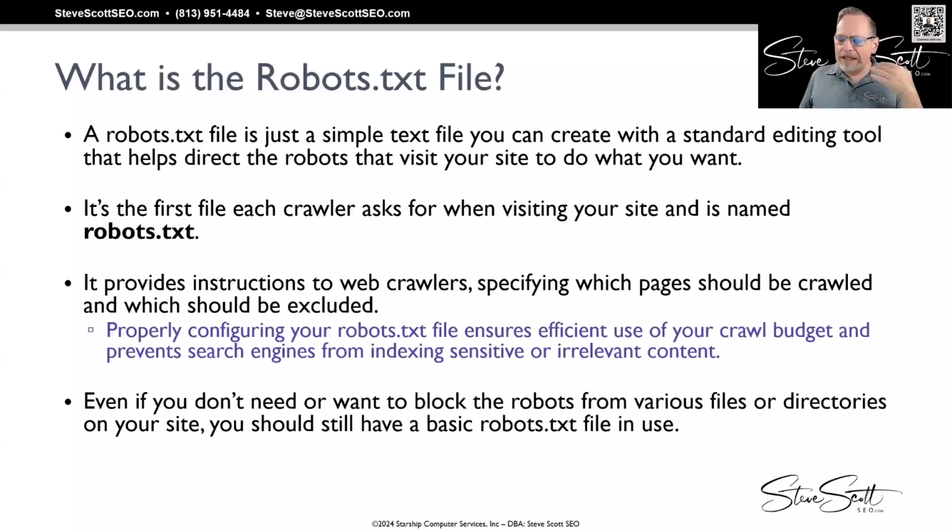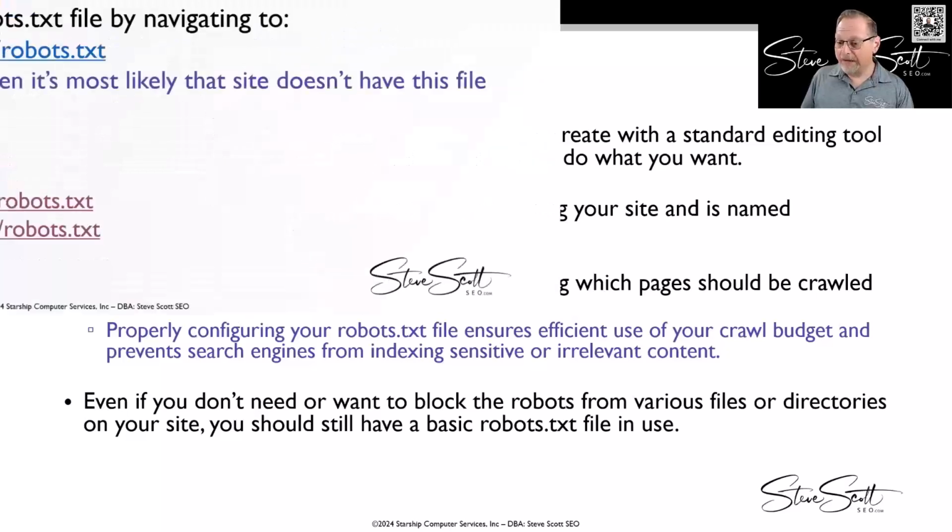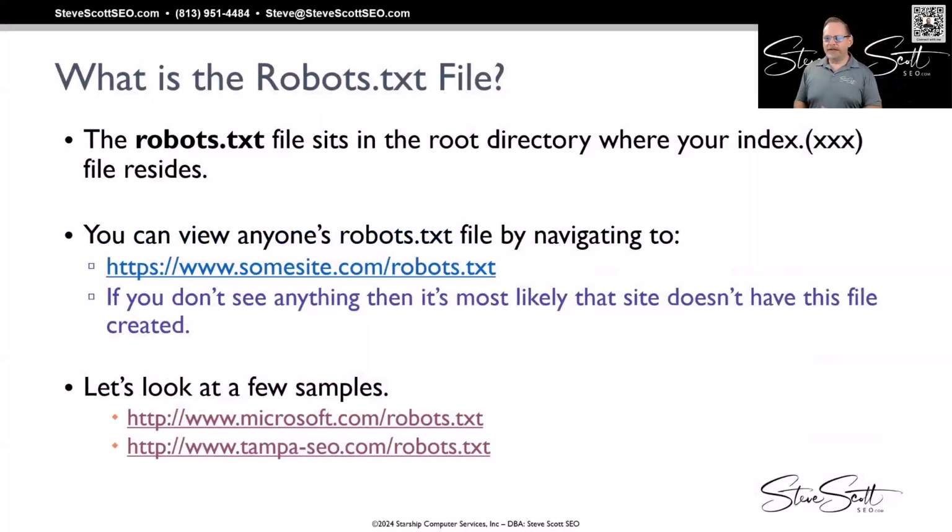And even if you don't need or want to block the robots from any kind of files or directories, it's still a really good idea to have a basic robots.txt file in use. I will show you what a basic one looks like in a few moments. So the robots.txt file just sits in the root directory where your index.html, index.php, and your index page resides. It sits in the same place. If you're familiar with htaccess files, same place as that.